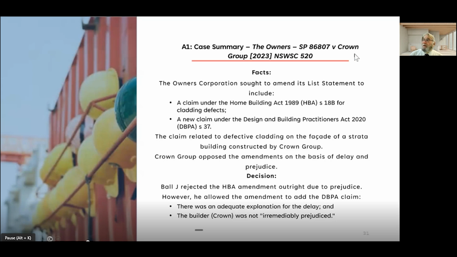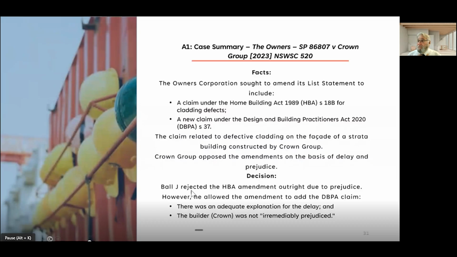Here was a case from 2023, so it's after the Act comes in, and they're trying to have the benefit of the Act in being able to recover under the DBPA. Section 37, which we've seen shortly, says there is a duty of care, and it related to the defective cladding on the facade of a strata building. So they wanted to amend their claim to include a claim under the Home Building Act and a new claim under Design and Building Practitioners.